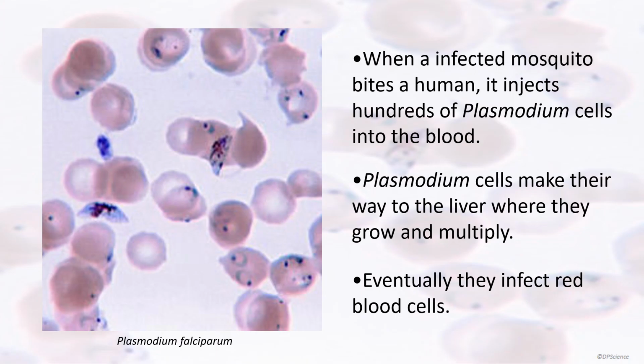So when an infected mosquito that's carrying malaria bites a human, it injects hundreds of these Plasmodium cells into the blood. These Plasmodium cells make their way to the liver where they grow and multiply, and they eventually infect red blood cells. Plasmodium is the name of this malaria protist. And these guys are really nasty. They kind of look like balloon hippos or something.